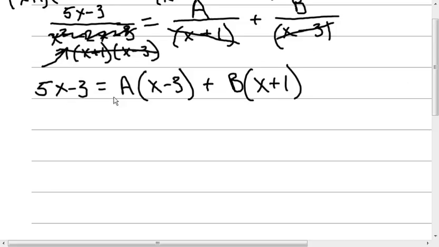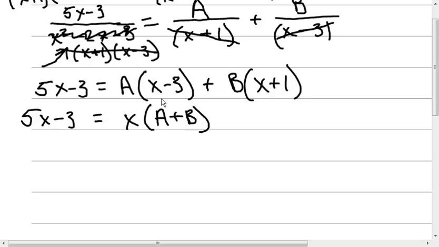Now, I want to rewrite this a little bit and group the terms differently. So we still have 5x minus 3 is equal to, and now I'll take A times x and B times x, so we get x times the quantity (A plus B), and then I've got minus 3A, and I've got plus B, something like that.